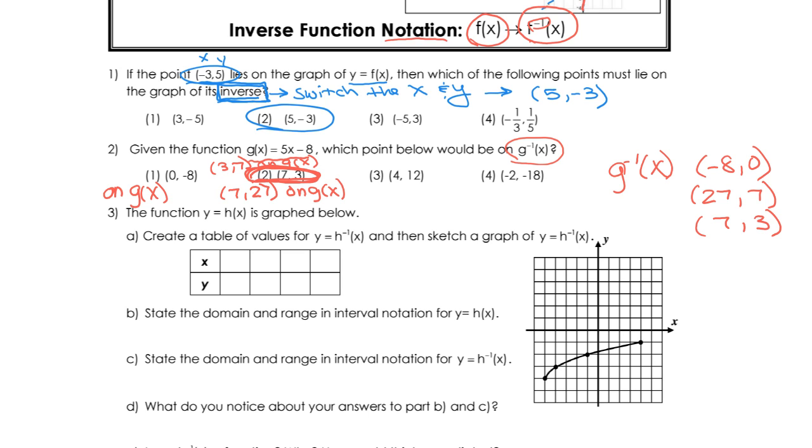In number 3, it says the function y equals h of x is graphed below. Create a table for values of h inverse of x, and then sketch a graph of the inverse. So what we're going to do is go and steal the coordinates. Instead of them giving me a point, that's the easiest. Instead of giving me an equation where I can get the points in my calculator, that's the second easiest. They could give me a graph of the points already plotted, and now I've got to go and yank those coordinates off of there and see what they are.